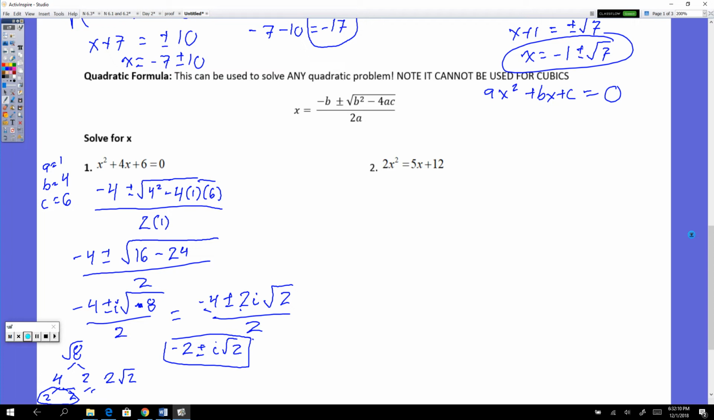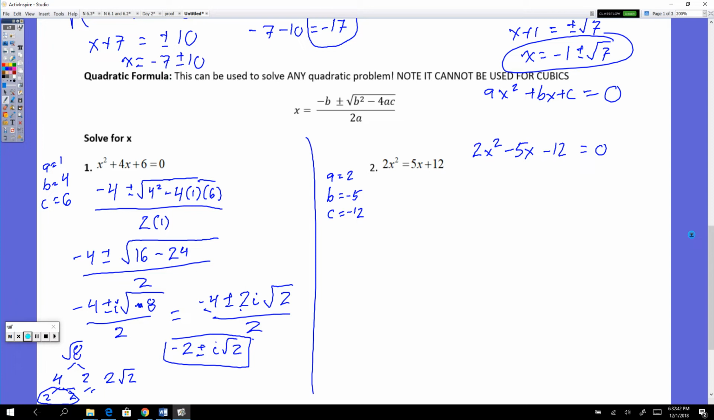Okay. So, looking at the next problem, going to do quadratic formula. Notice this is not set equal to 0, so don't jump right to the formula right away. We're going to rewrite this as 2x squared minus 5x minus 12 equals 0. I'm just moving all the stuff from the right side over to the left. So here we have a is equal to 2, b is equal to negative 5, and c is equal to negative 12.